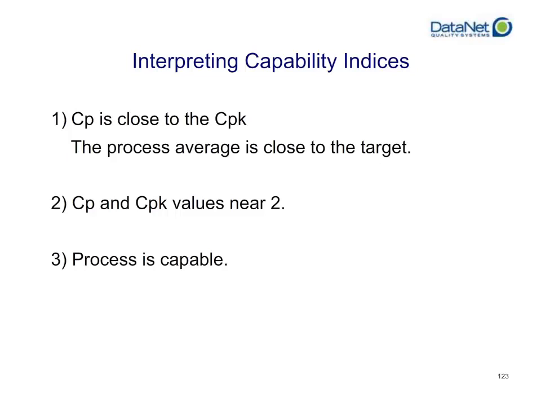And CP is close to CPK, meaning you're pretty close to targeted where you want to be. Your process average is close to the target. You have a very high value, near 2 for CP and CPK, therefore you can make a pretty safe assumption that your process is in fact capable of producing product at a very high rate.